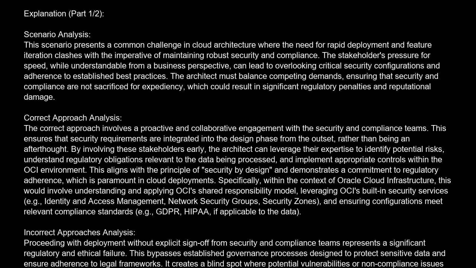Incorrect approach analysis. Proceeding with deployment without explicit sign-off from security and compliance teams represents a significant regulatory and ethical failure. This bypasses established governance processes designed to protect sensitive data and ensure adherence to legal frameworks. It creates a blind spot where potential vulnerabilities or non-compliance issues can go undetected, leading to breaches or audit failures. From an ethical standpoint, it demonstrates a disregard for the organization's responsibility to protect customer data and comply with the law. Implementing security controls only after the application is live, without prior review, is also a failure.